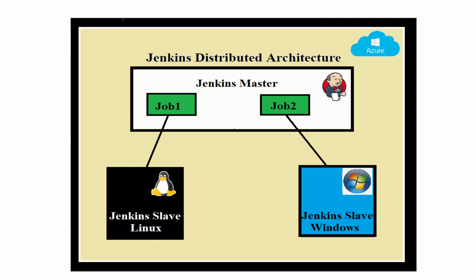So in today's setup, we are going to create this complete Jenkins distributed architecture in Azure cloud, where we'll create one Jenkins master and then one Jenkins slave, and then we'll establish connectivity between them. After that, we'll create one Jenkins job and then we'll check how the Jenkins master gives commands to the Jenkins slave. The Jenkins slave, you can also call it a Jenkins agent. So let's start with the working demo of Jenkins distributed architecture.